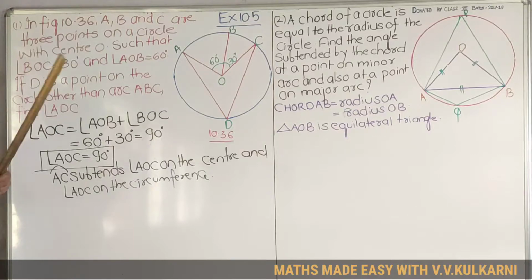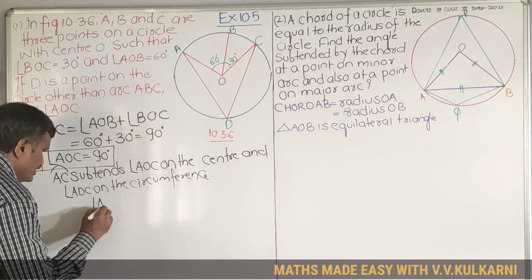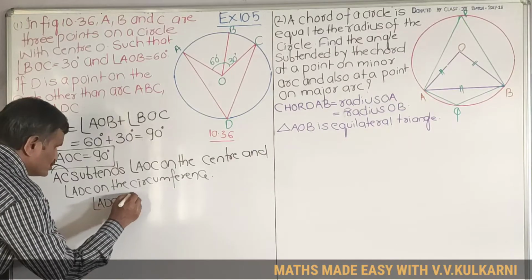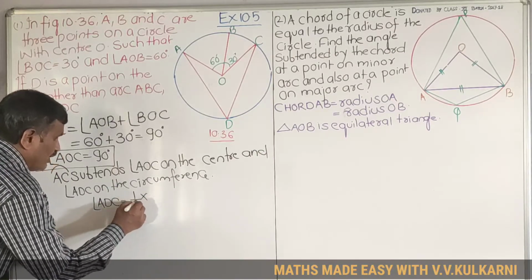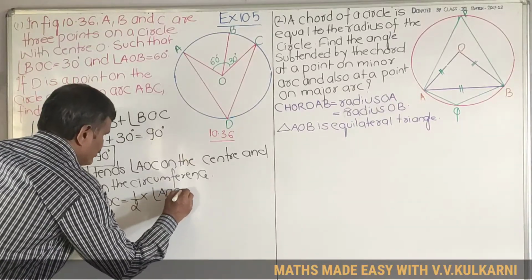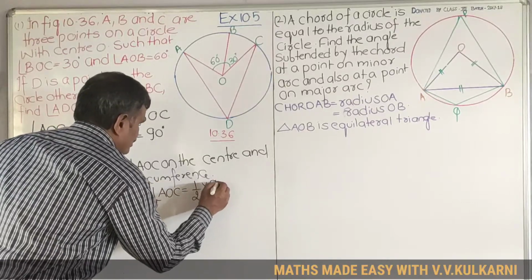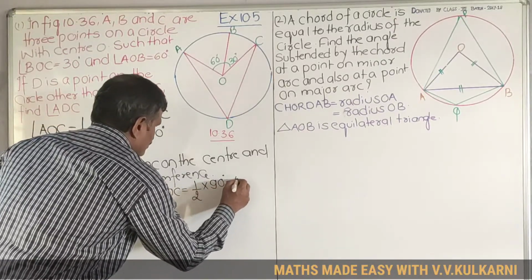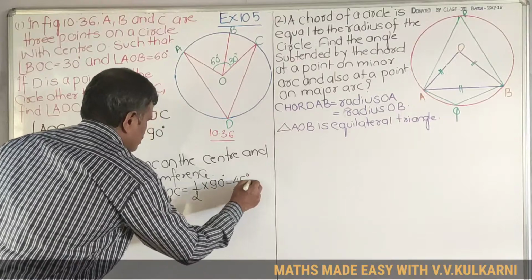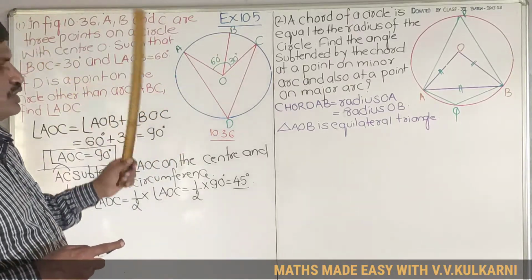So what I want to say is, if you want to find angle ADC, that will be equal to half multiplied by angle AOC. So half of AOC, children, is half multiplied by 90, and that is equal to how much? 45 degrees. So that's all. That is all I have to do, this is the solution. So how much will ADC be? It will be 45 degrees.